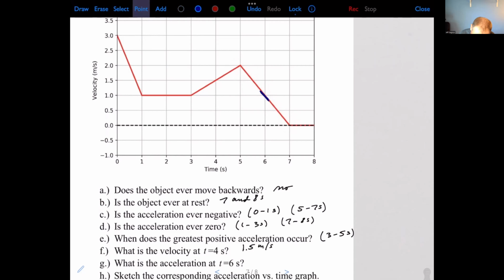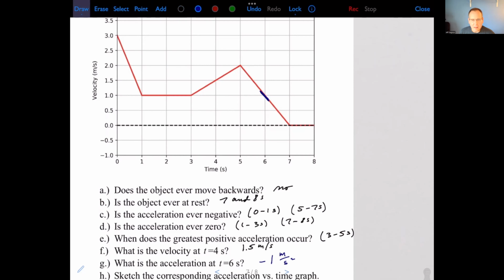Acceleration happens to be constant over the entire time interval. So what is that slope? Well, if I start here, to get to this point, I need to move down 2 and then over 2. Okay, so -2, that's my rise, and my run is +2. So -2 divided by +2 is going to be -1. So -1 meters per second squared.